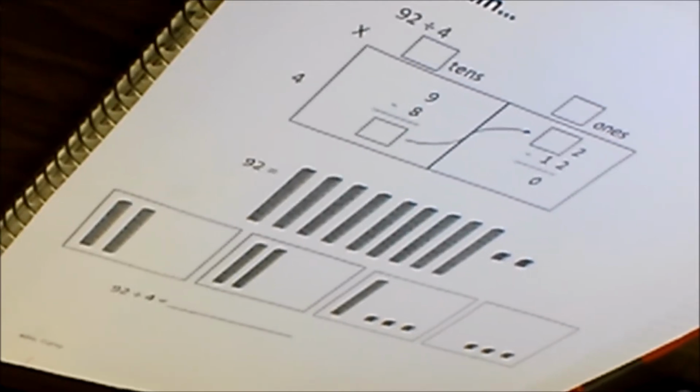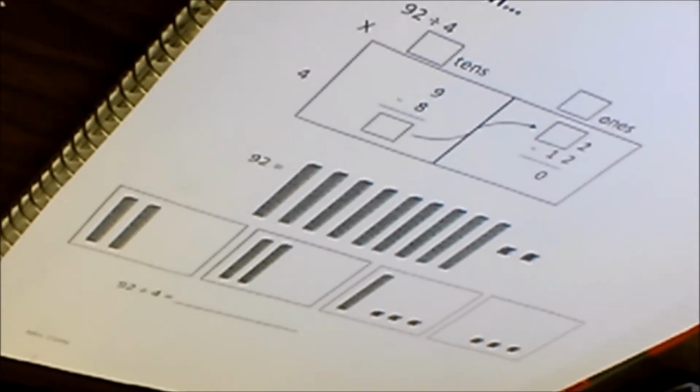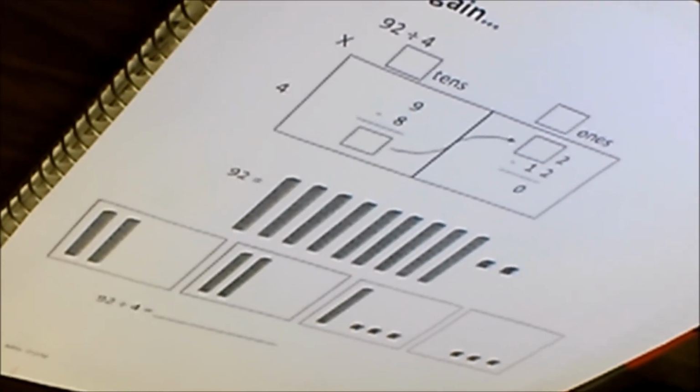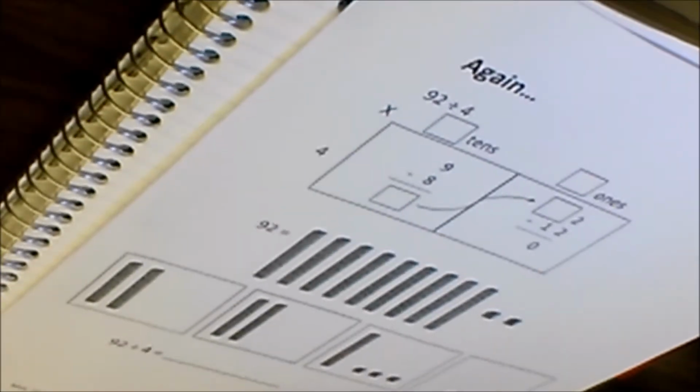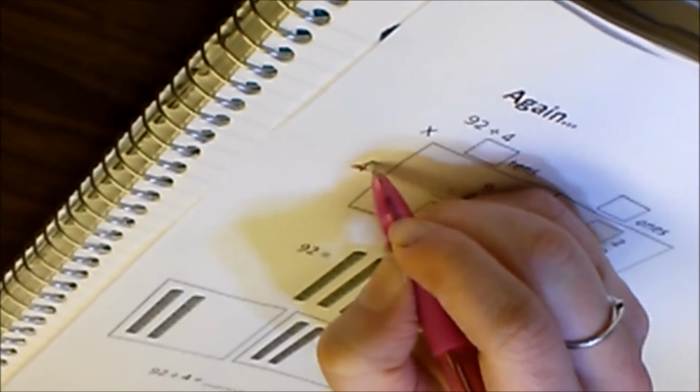Okay, so with your first color, we're going to choose our divisor. What is our divisor? What does it say? 4. So we're going to put that 4 right here, and we're going to color it over with our first color.